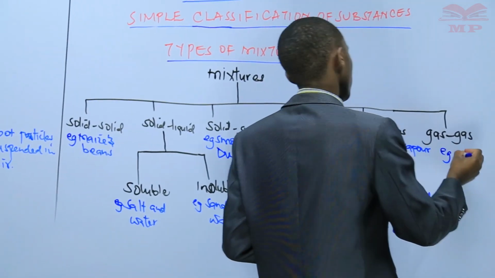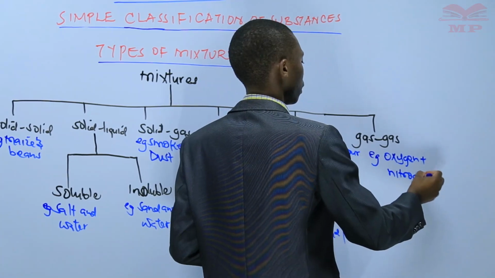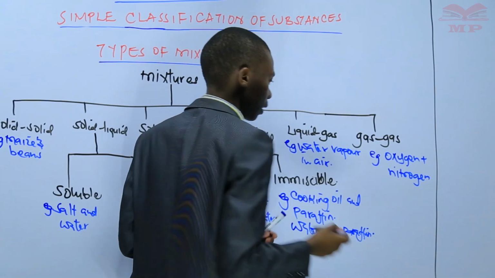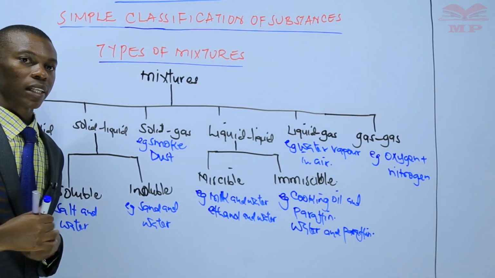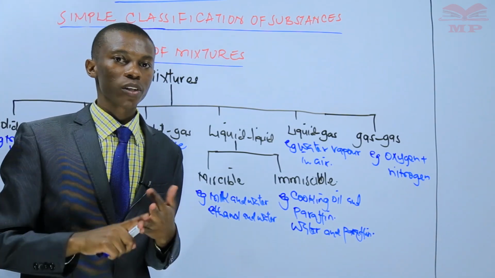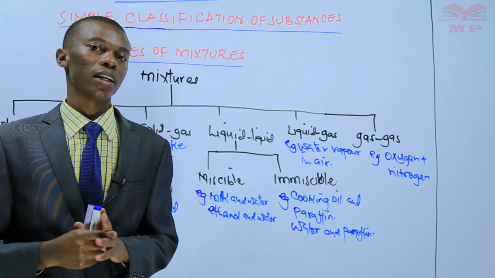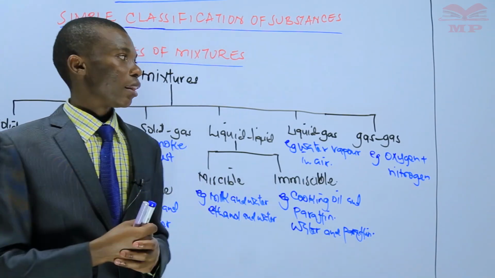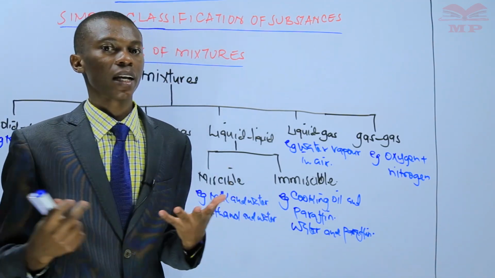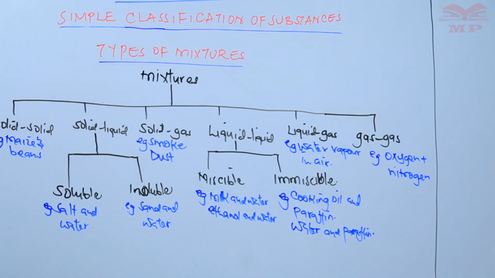And lastly, examples can have oxygen and nitrogen. We see that air is a mixture of gases, and there are so many gases in air, like oxygen, nitrogen, carbon dioxide, neon, argon, krypton. All those are gases in the air. Then it is a gas mixture. Therefore, those are the types of mixtures which we have.